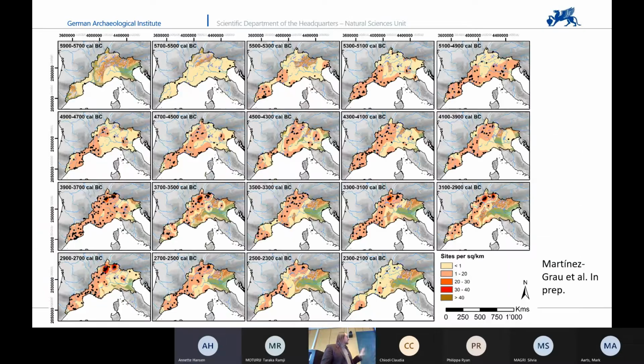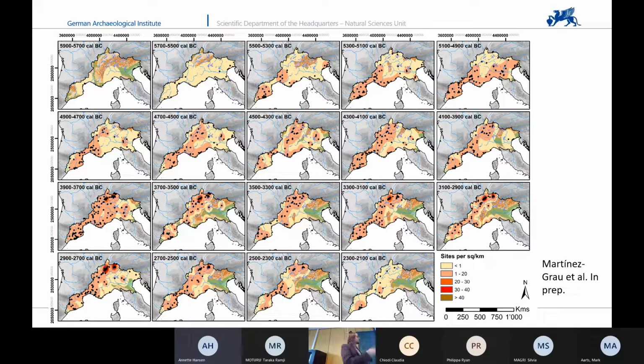This is something we still have not published, but it should be sometime soon, just for you to get an overview every 200 years of occupation in this study area. So the colors indicate sites per square kilometer and how it shifts and how it's not always just progressive, not always becoming more and more densely settled. You have phases where there might be some decrease of settlements, phases where we have settlements dated pretty much everywhere in the study area.